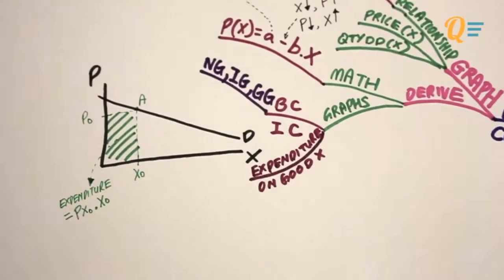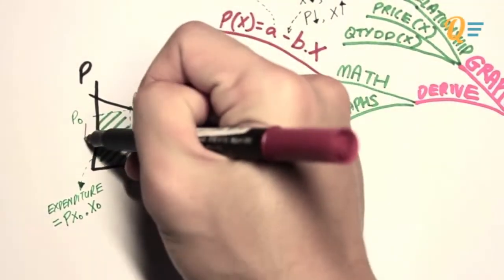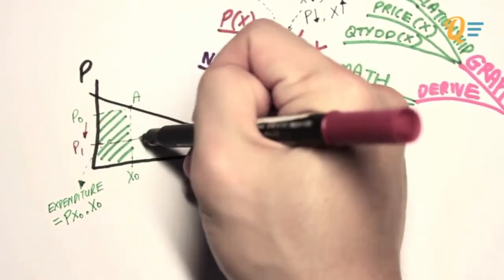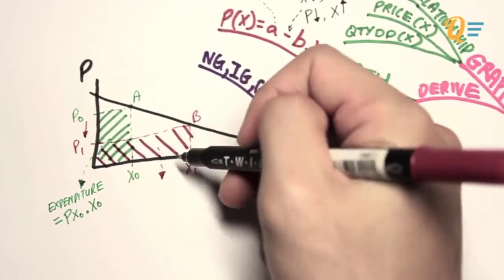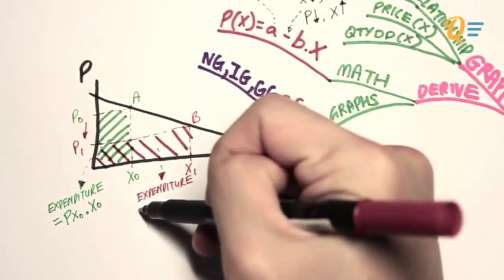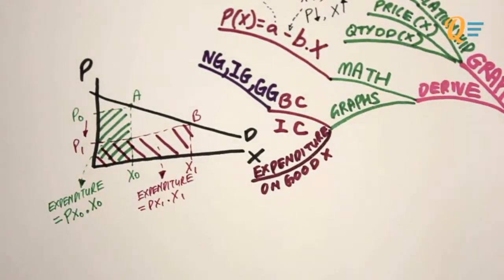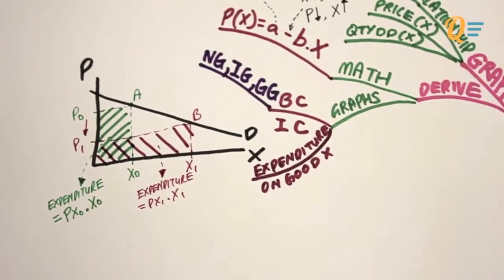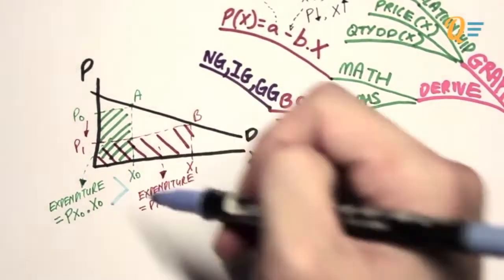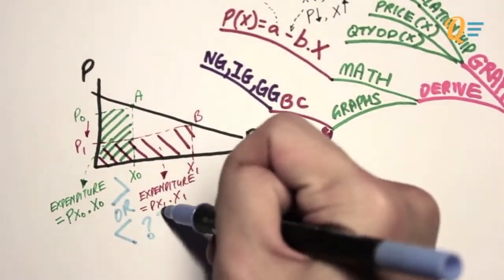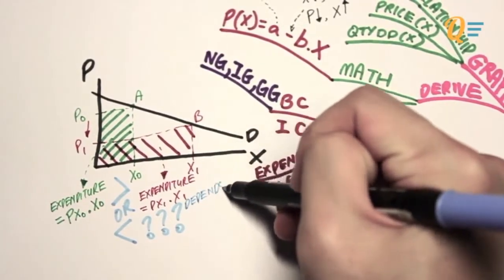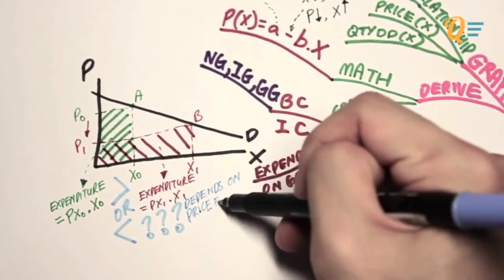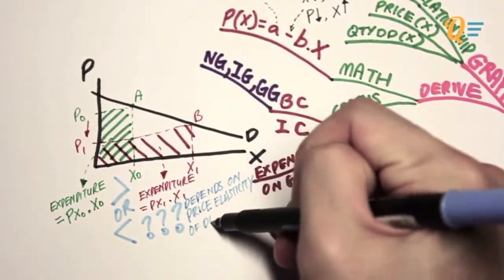So what happens if the price of X falls? Well, obviously the expenditure is going to change. So if the price of X falls to P1, then the quantity demanded for good X will increase to X1. So now the expenditure is this red box over here. If you take the price P1 multiplied by X1, you're going to get total expenditure. Therefore, the area of this box is the expenditure. Now, has expenditure increased or decreased due to the decrease in price? Well, we've got to find out, and it depends on the price elasticity of demand for good X. We're going to talk about this maybe later in the video.